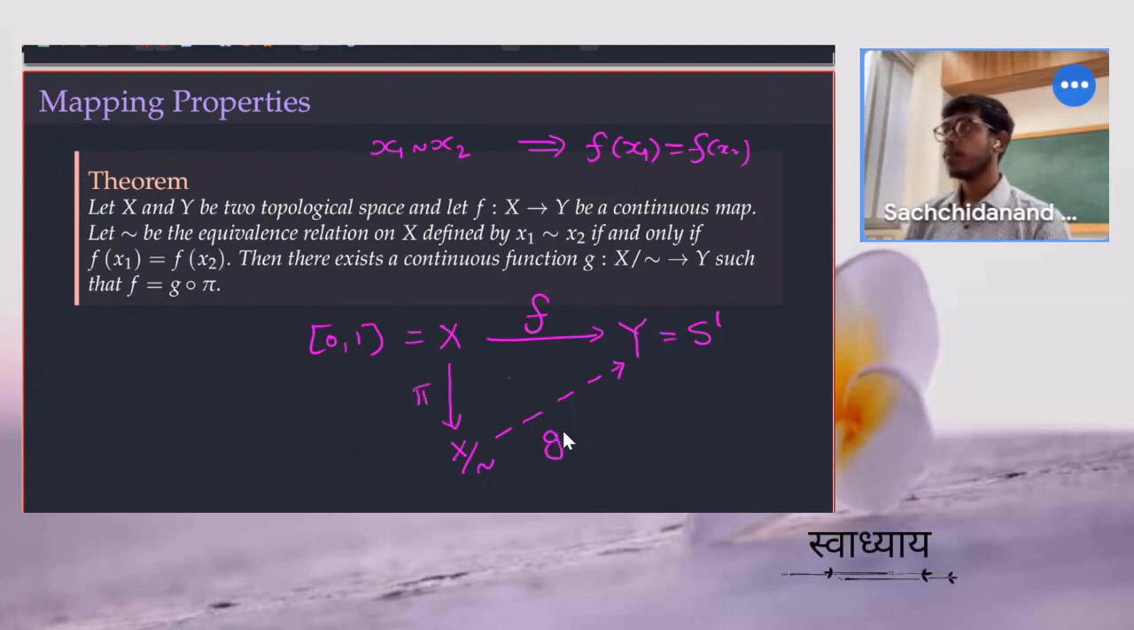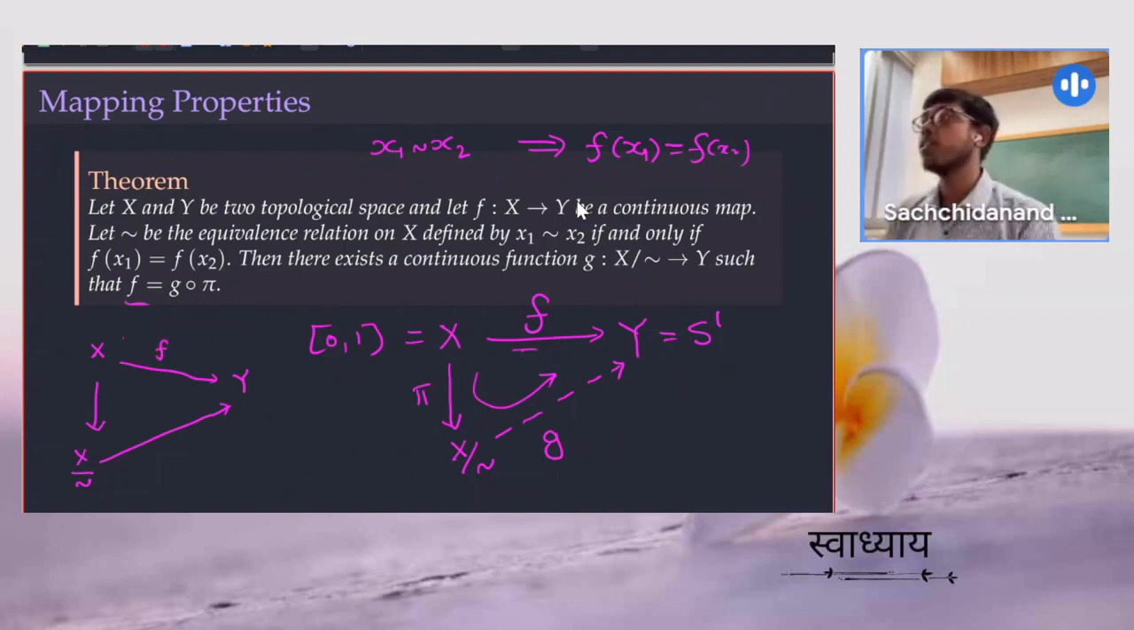so that this diagram is commutative. That means f equals g compose pi. So in this way, we know when a function from x mod tilde to y is continuous. So can you give me a very natural map from x mod tilde to y? Or it's better if you discuss the proof as suggested. So I'll leave the proof for a discussion.